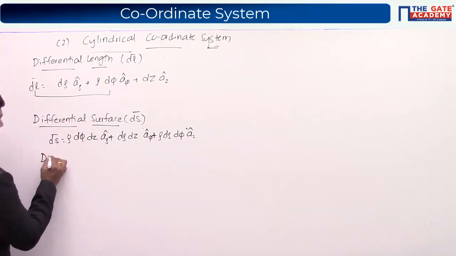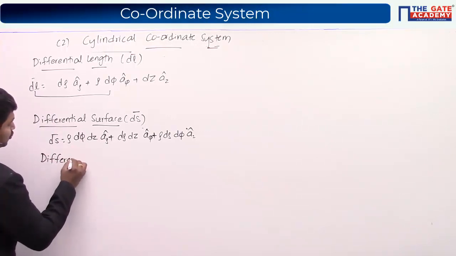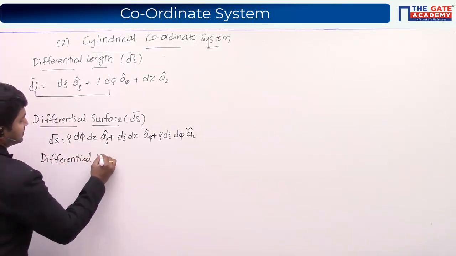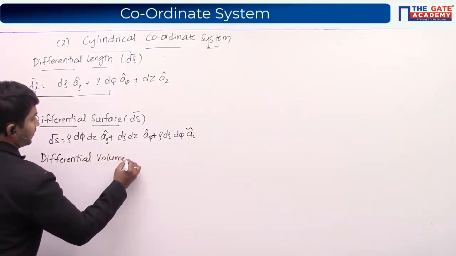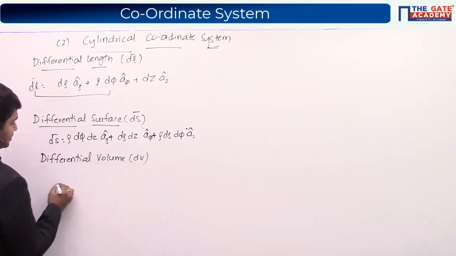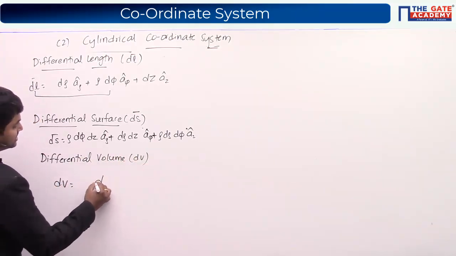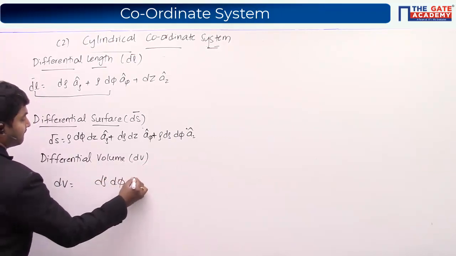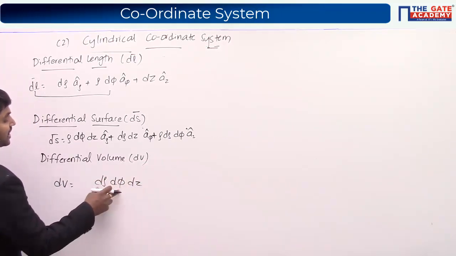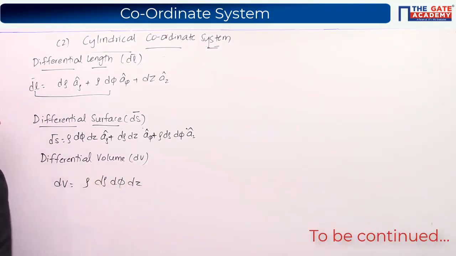And then comes the third one, which is the differential volume. So dV is nothing but the change in all the coordinates. But when we are talking about the change in phi, we will always keep the rho along with it.